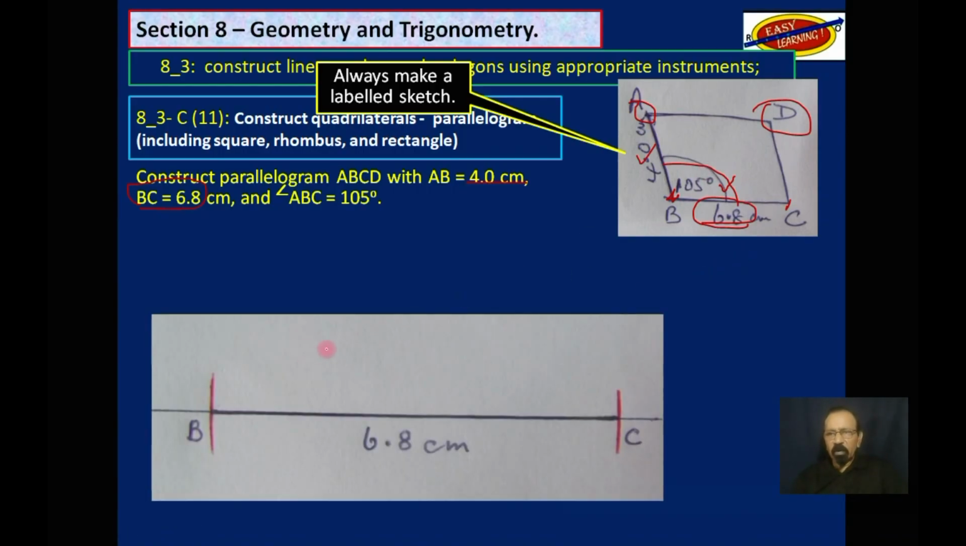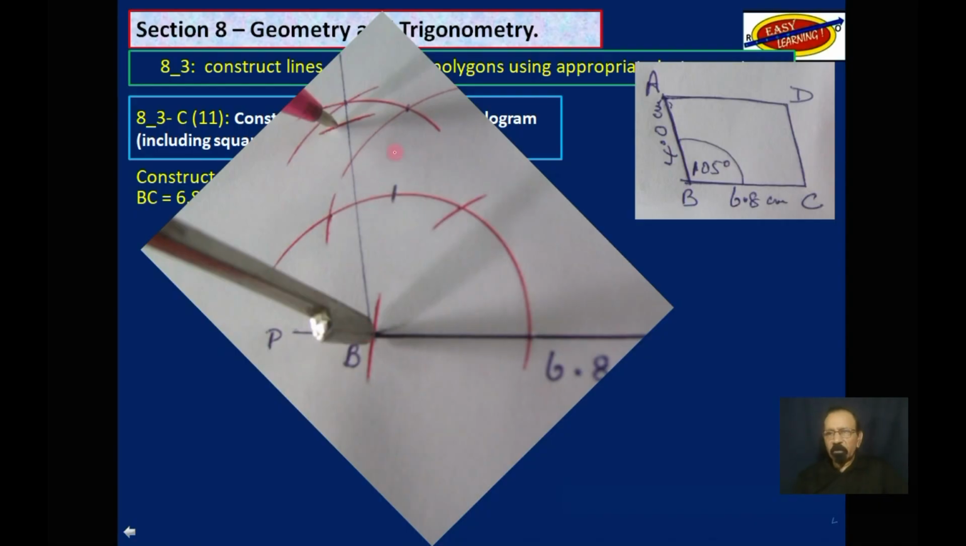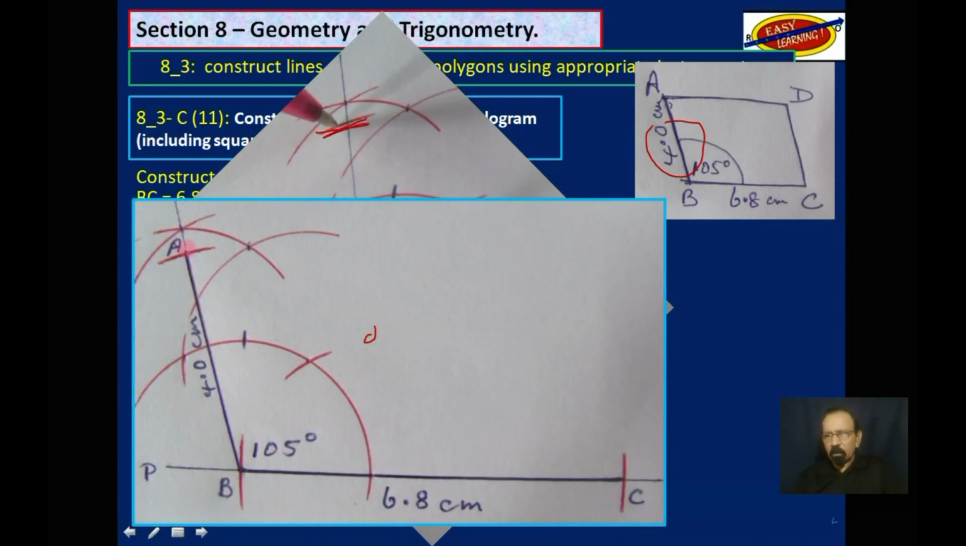So first of all, we will construct BC accurately and label it BC 6.8 centimeters. Then at B, we will construct 105 degrees. You know how to do that by now. I don't have to explain that to you. You extend this line through 105, at least 4.0 centimeters, because we will now mark it off. So you open your compass to 4.0 centimeters, and from B, you make an arc along that line, which is this arc.